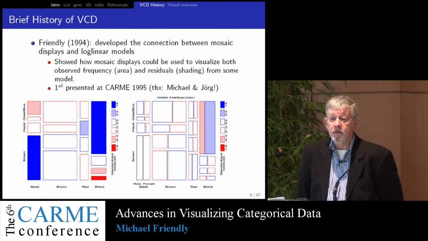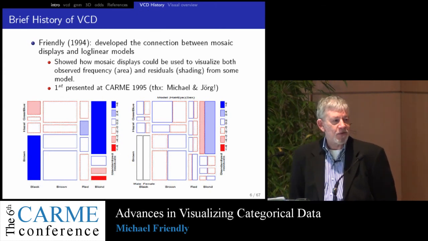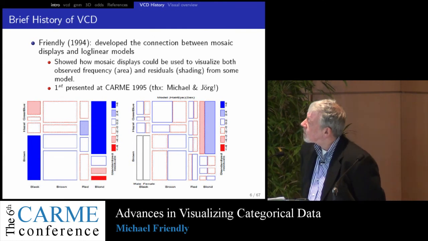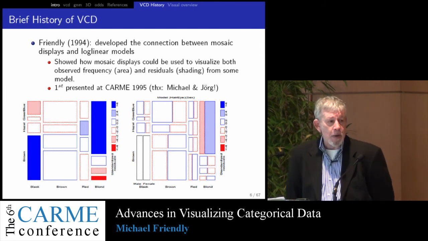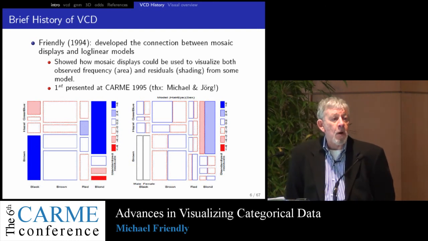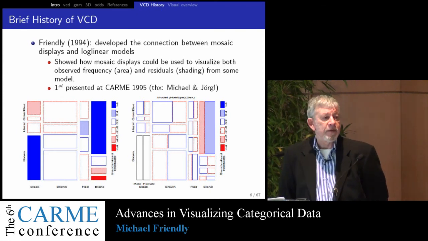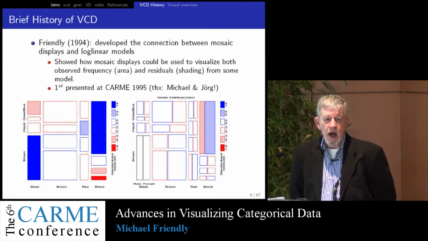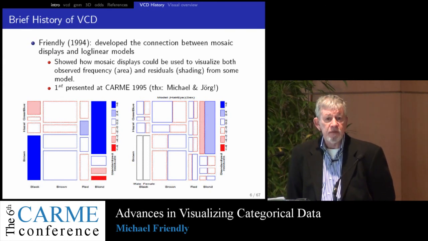I first presented this work at Carme in Cologne, for which I'm grateful to Michael and Jorg. And what you see at the bottom are 2 Mosaic displays, one of a 2-way table, one of a 3-way table, hair color by eye color by sex. And I'll just point out for now that what you're supposed to pay attention to here is 2 aspects. One is that the area of each tile is proportional to the frequency in the cell.